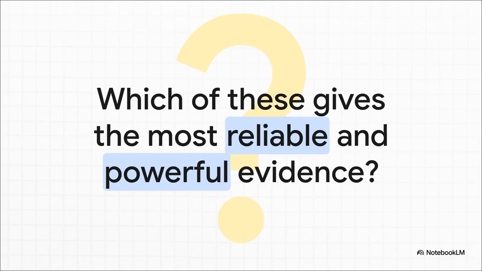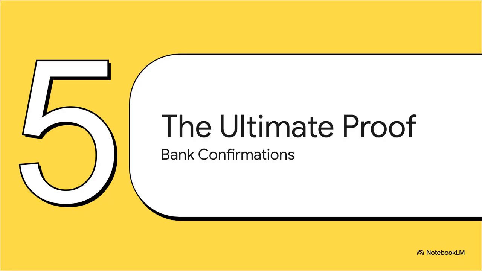But here's the thing. Not all evidence is created equal. Counting petty cash is good, but it's all internal. Testing a report prepared by the client is also good, but you're still relying on their documents. So that raises the big question. What's the most powerful, most trustworthy evidence an auditor can possibly get their hands on? And that brings us to the final, and I'd say most important piece of this entire puzzle. We're talking about the gold standard of audit evidence when it comes to cash, the bank confirmation.